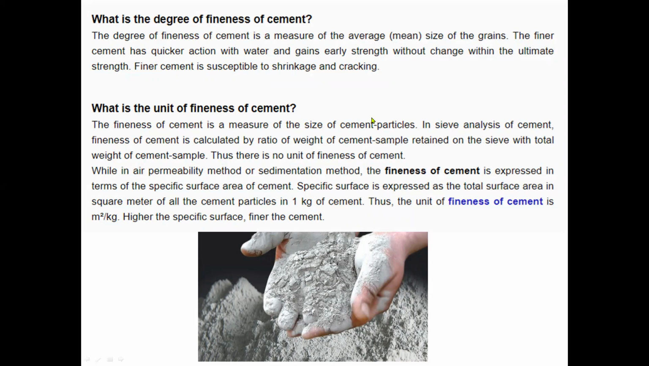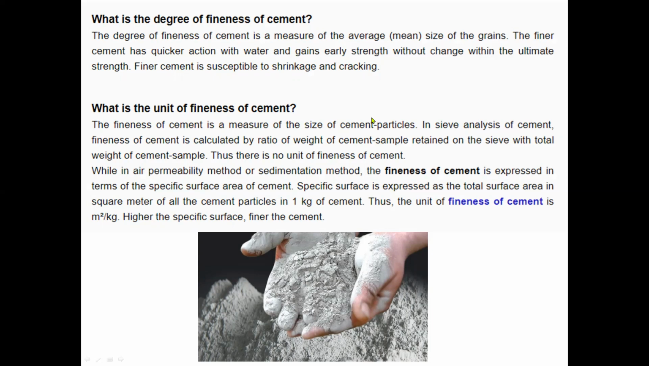What is the unit of fineness of cement? It is a measure of the size of cement particles. In sieve analysis of cement, fineness of cement is calculated by the ratio of the weight of the cement sample retained on the sieve to the total weight of the cement sample. Thus, there is no unit of fineness of cement.